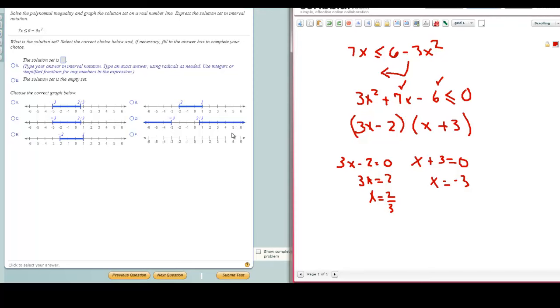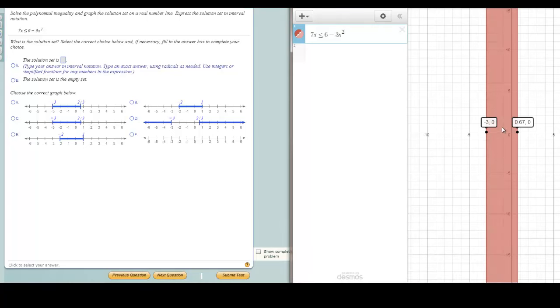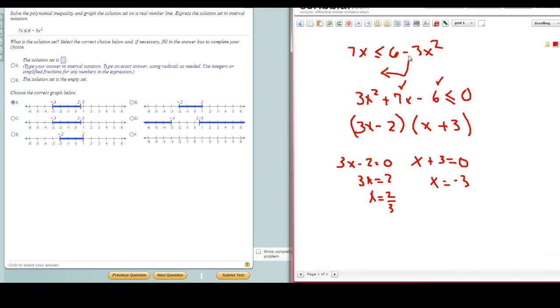Well, this graphing calculator will actually help you. If you type it in here, this is Desmos.com, and you can see the zeros are right there. And it's shaded in the middle. Okay, so that basically gives it away. It's going to be A. But if you weren't sure, or you don't like using that graphing calculator, that's okay. Let's use a test point.